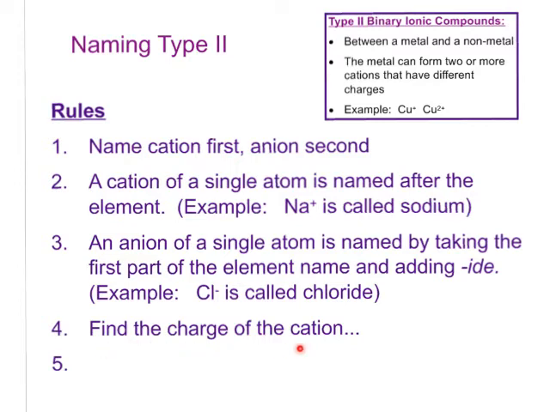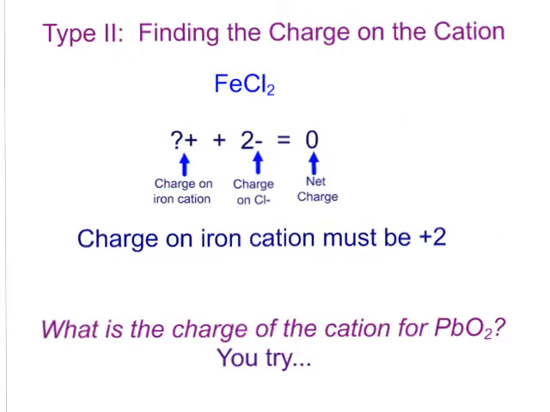Now here's where we differ. We now need to find the charge of the cation. How do we do this? Type 2, finding the charge on the cation. Let's do this by example. Let's take this compound, okay?